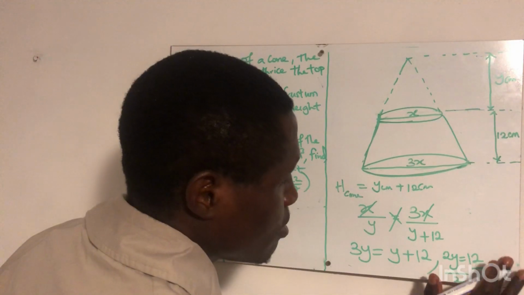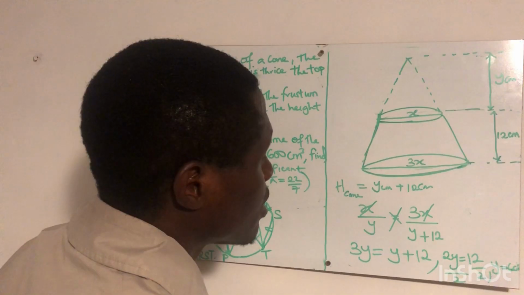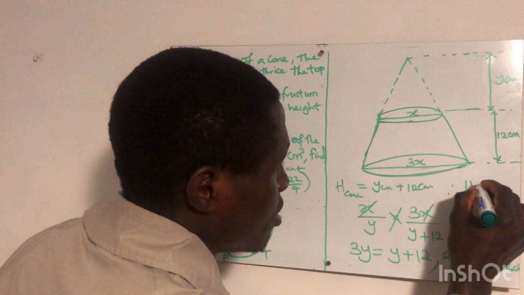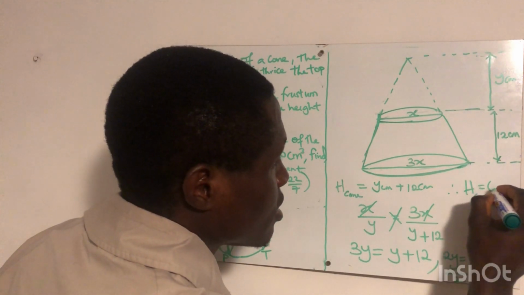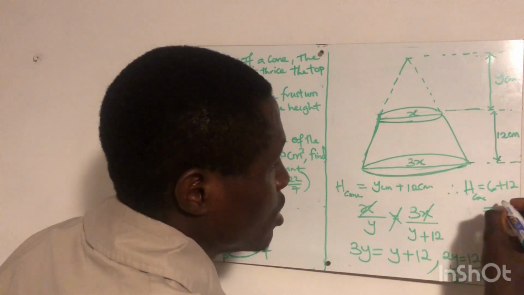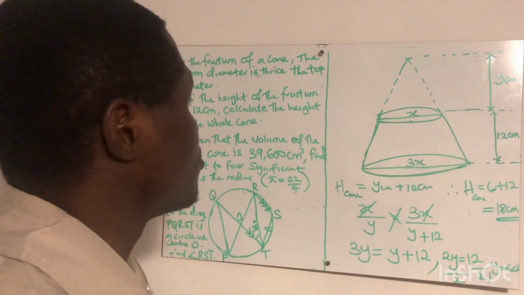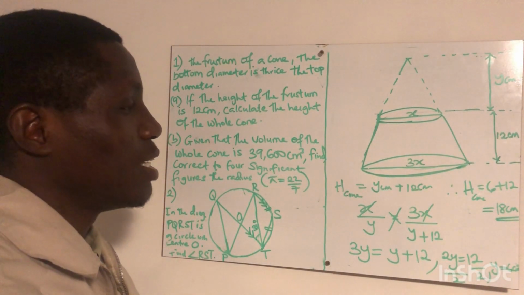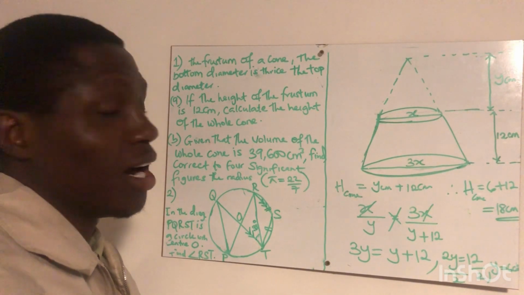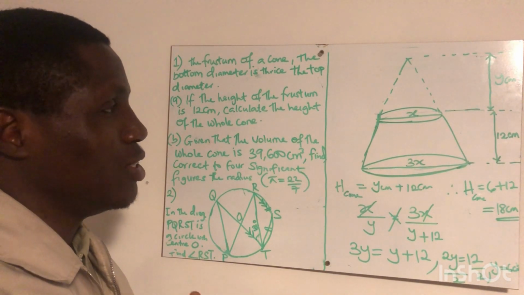So if this y here is 6 centimeter, then what was the height of the bigger cone? Therefore the height of the whole cone itself is 6 plus 12. Don't forget to put your unit. 6 plus 12 is going to give us 18 centimeter. Very, very important. So that's the first question: the height of the whole cone is 18 centimeter. It's not that far-fetched. It's a simple question. You just have to use some analogy to get it.